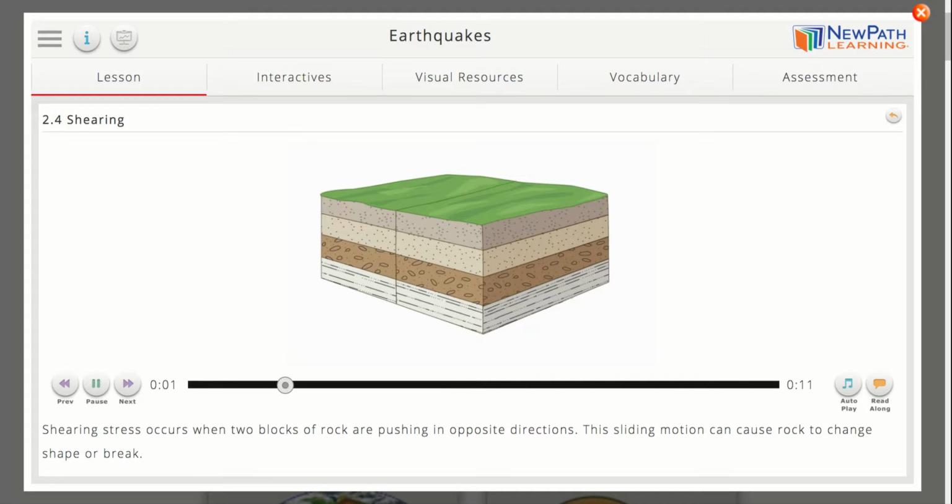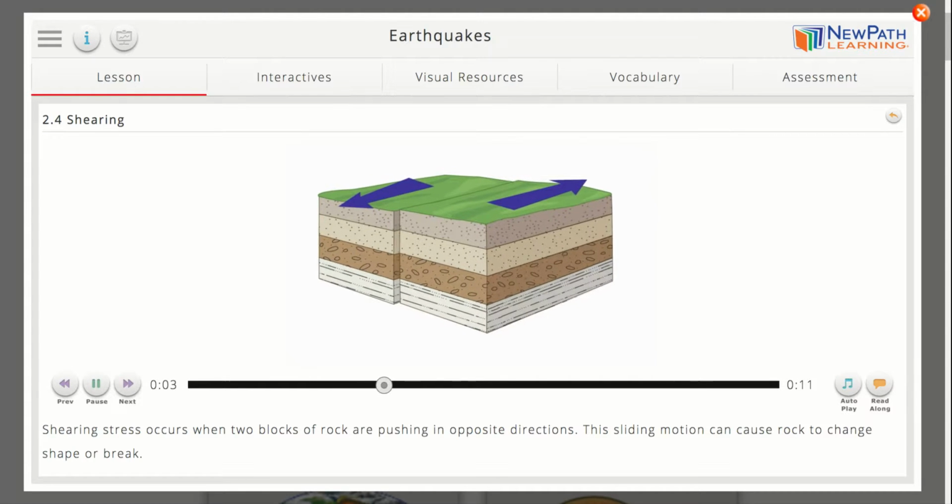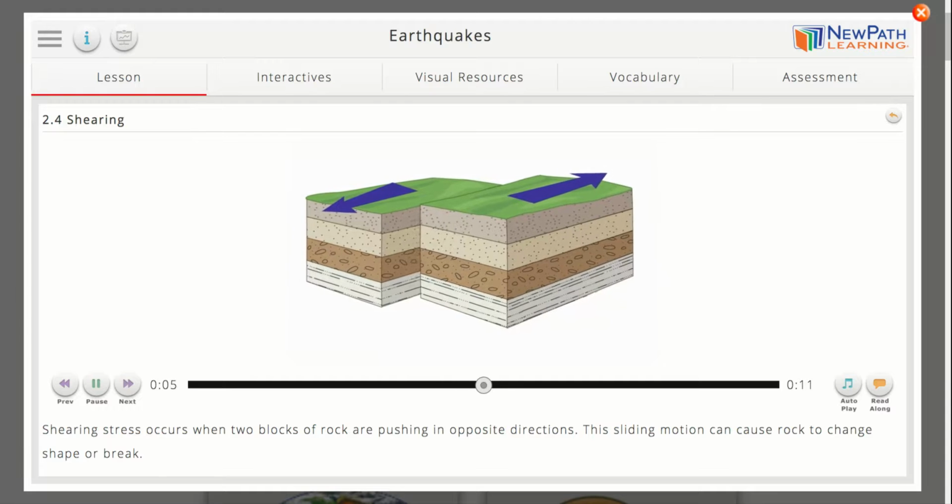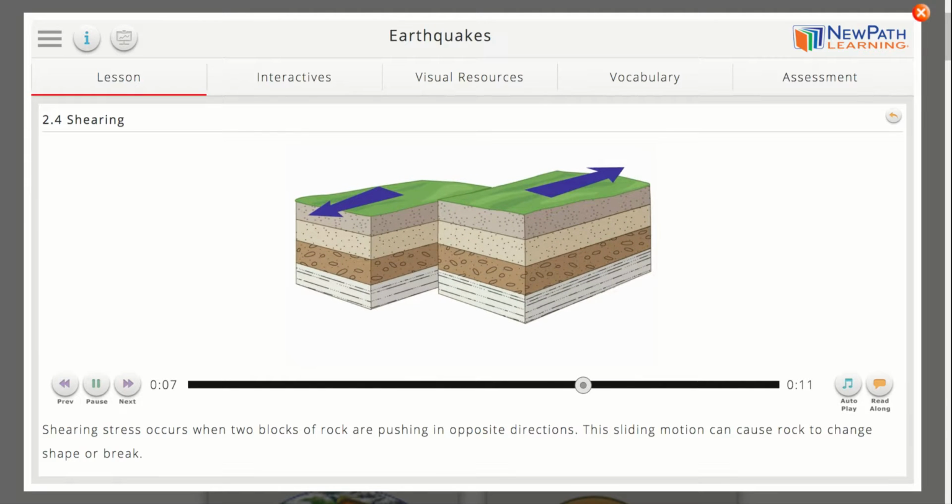Shearing stress occurs when two blocks of rock are pushing in opposite directions. This sliding motion can cause rock to change shape or break.